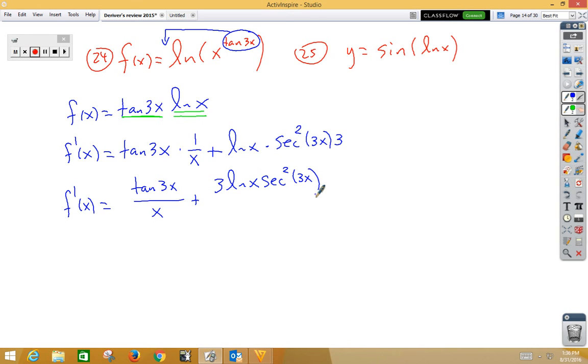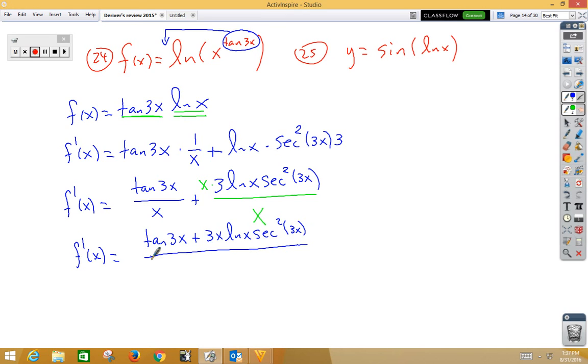AP might make a common denominator here. If they do, if I want to put an x down there, I need to multiply by an x up top. So I could have a final answer of f prime of x is equal to tan 3x plus 3x natural log x secant squared 3x all over x.